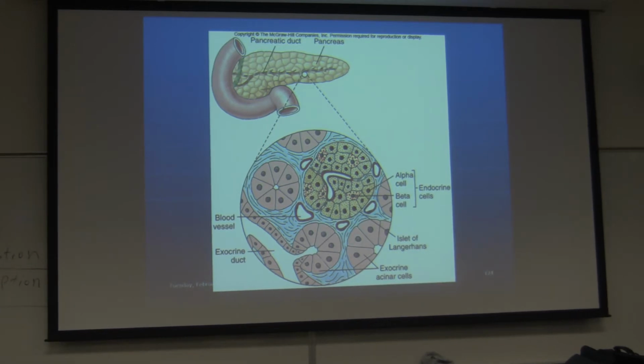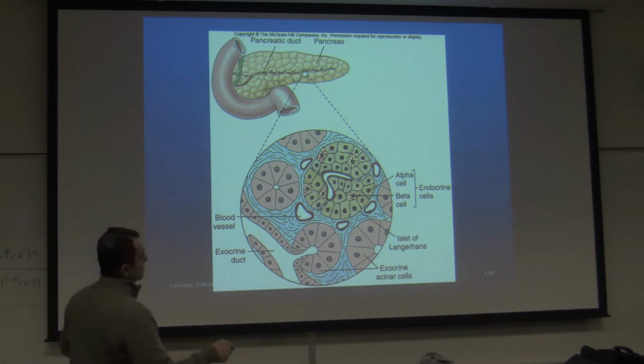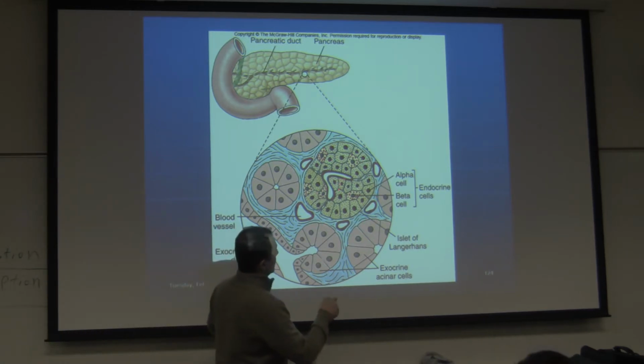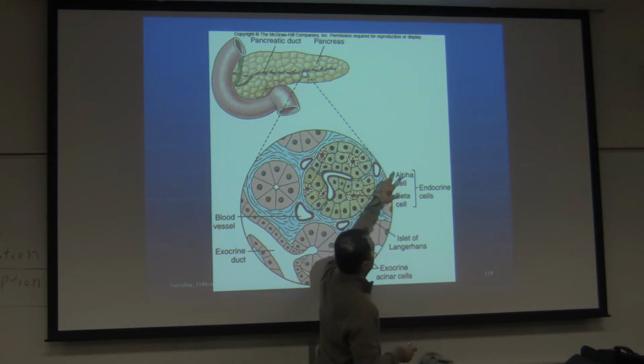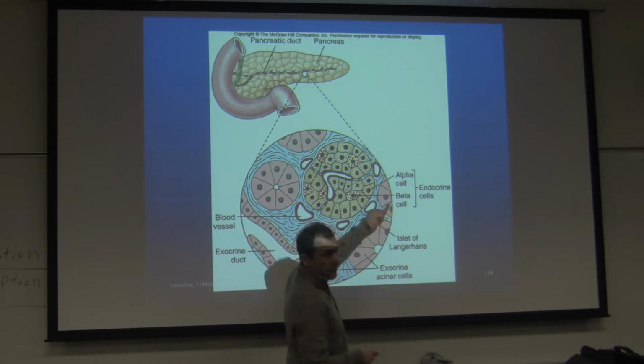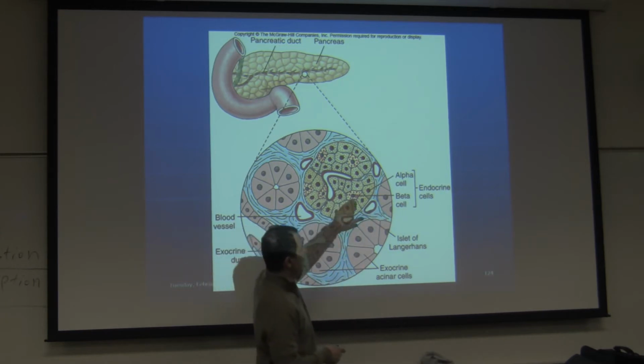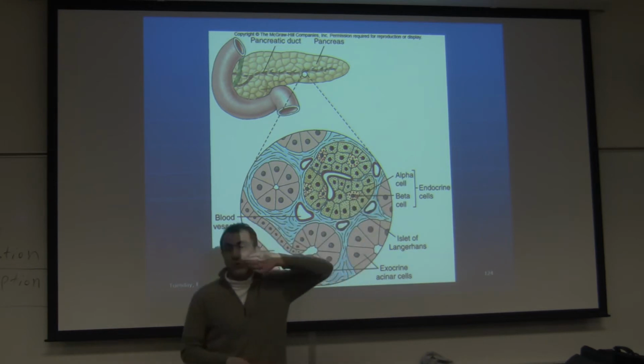Last gland is your pancreas. In the pancreas, you have islets of Langerhans. The first person who discovered them was Dr. Langerhans, and they have more than two types of cells, but the only two that you have to know are alpha cells and beta cells. Beta cells release insulin, and alpha cells release glucagon.